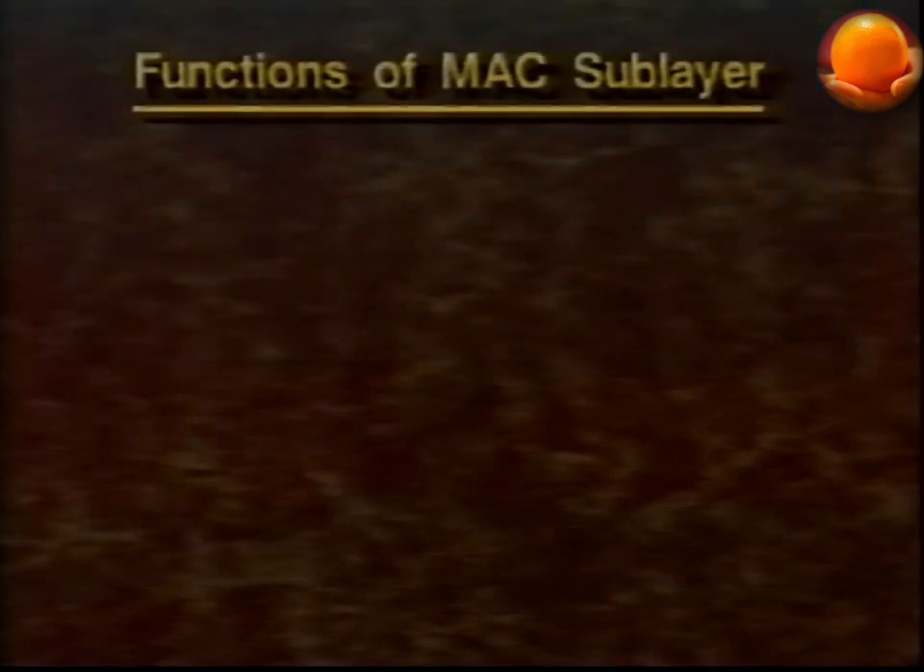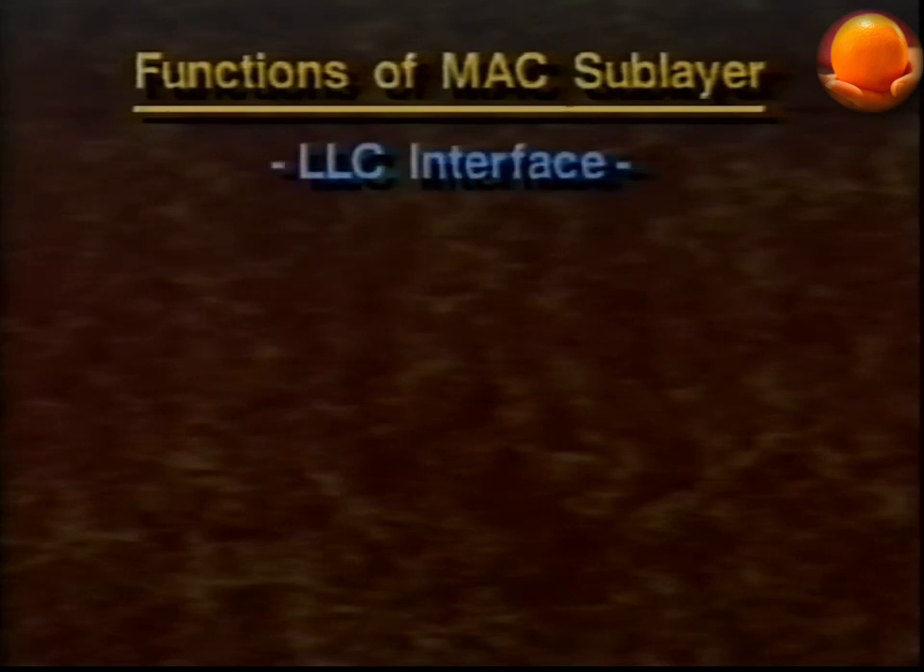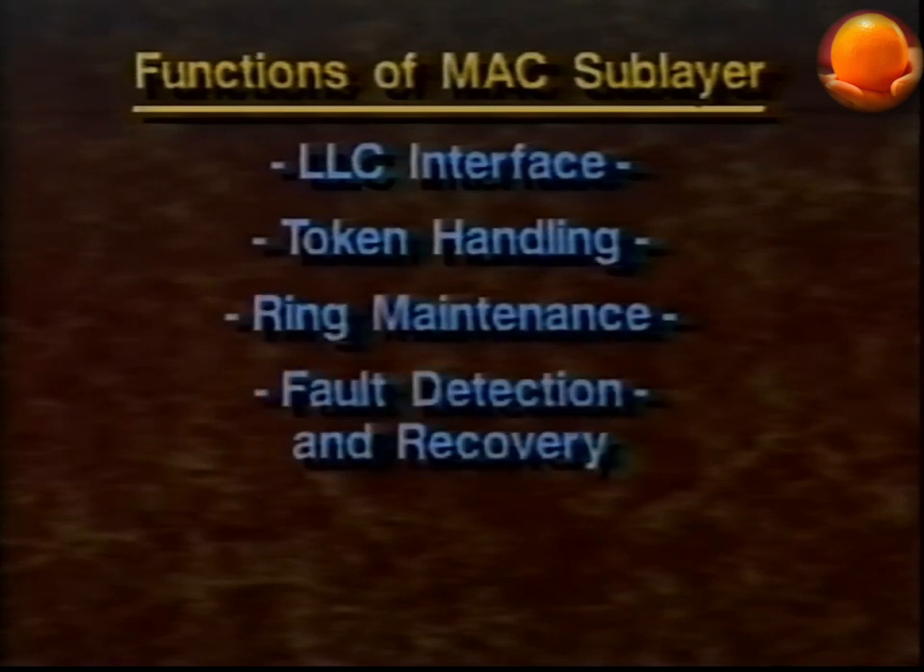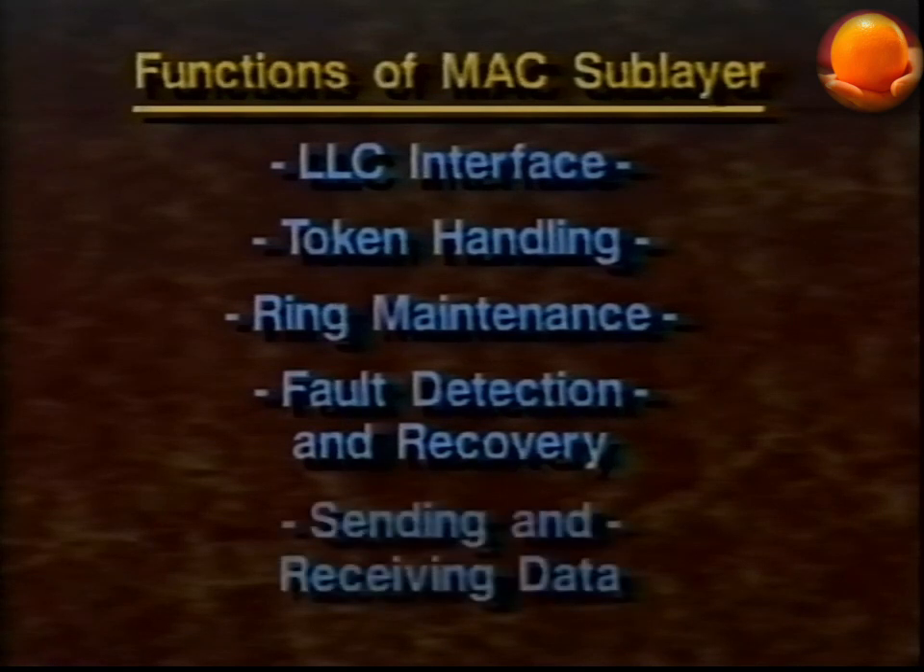The primary functions that the medium access control sublayer performs are interface to the LLC sublayer, token handling, ring maintenance, fault detection and recovery, and sending and receiving data. Each of these major functions is discussed next, beginning with the LLC interface.